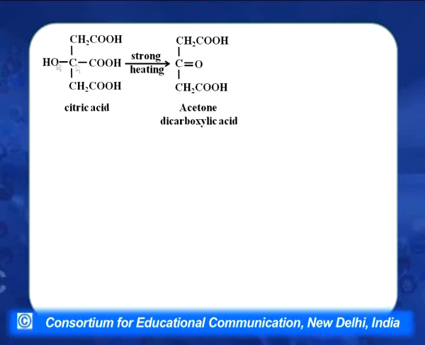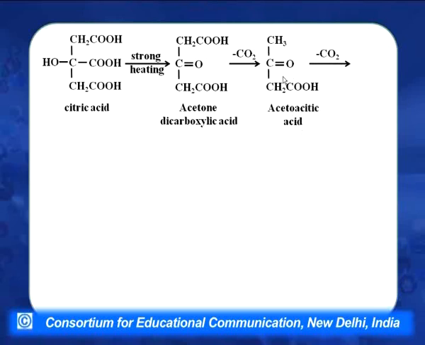From here 1 molecule of water and 1 molecule of carbon monoxide are lost. We get this acetone dicarboxylic acid, which on heating undergoes decarboxylation on one side to give us acetoacetic acid, and the second carboxyl group can also be decarboxylated, and ultimately we get acetone. So, one series of decomposition leads to acetone.